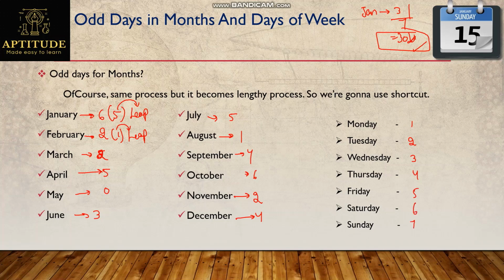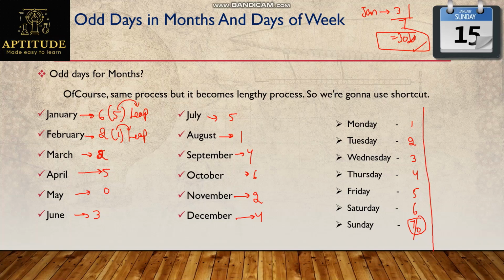Why? Because 7 odd days means it is a complete week. So if you get remainder 0, it will be Sunday. If you get odd day as 1, it will be Monday. Odd day 2 means it will be Tuesday. So this is how generally we'll be using odd days, and we'll be solving a problem on this also in order to clarify the usage of odd days. So you just need to remember these month codes and these days.